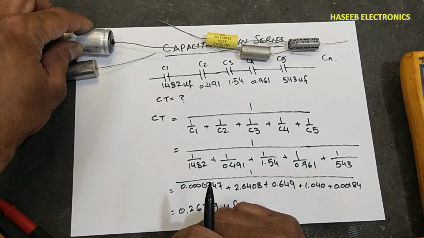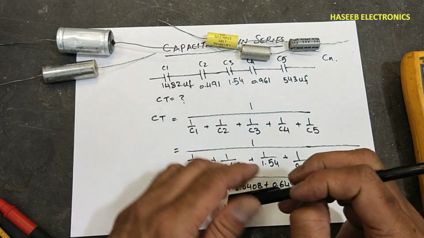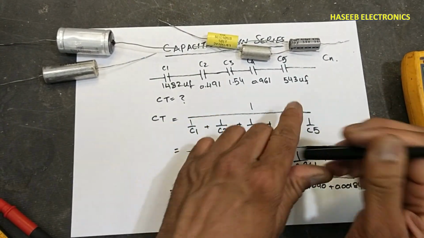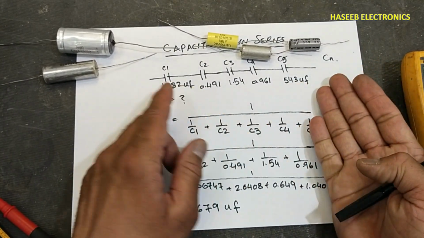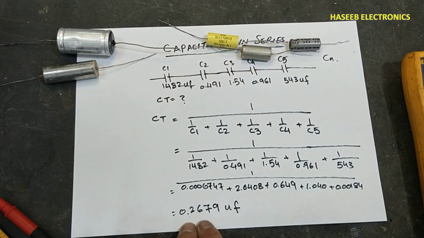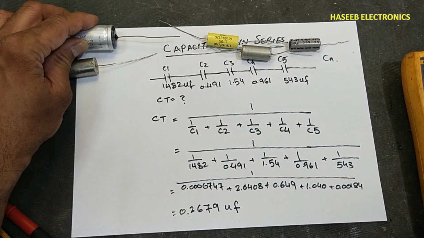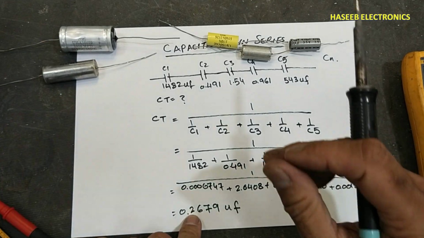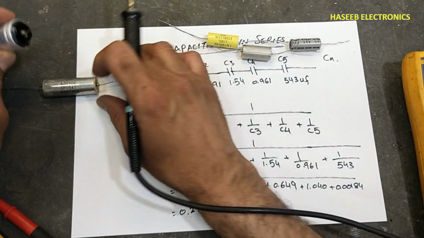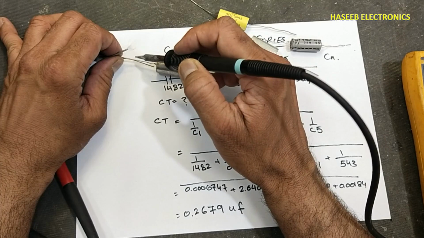We can see we are using 1482, the largest capacitor. Then we have 0.49 microfarad, 1.5, 543. These are big numbers, but the total capacitance when in series, it will become 0.267 microfarad. Let's connect them in series.